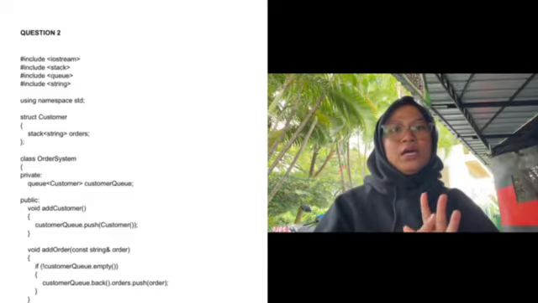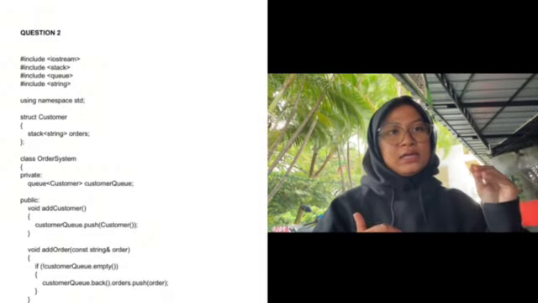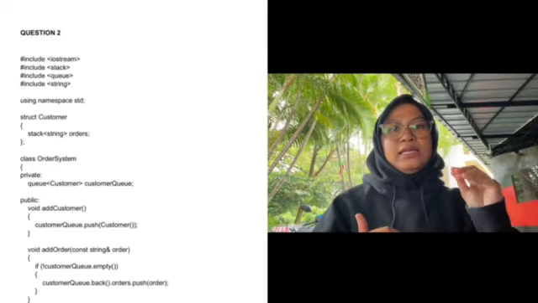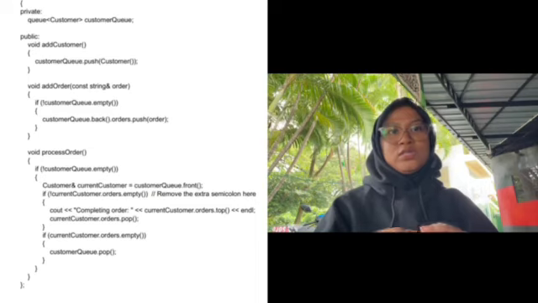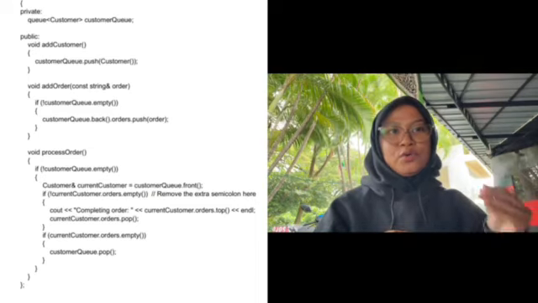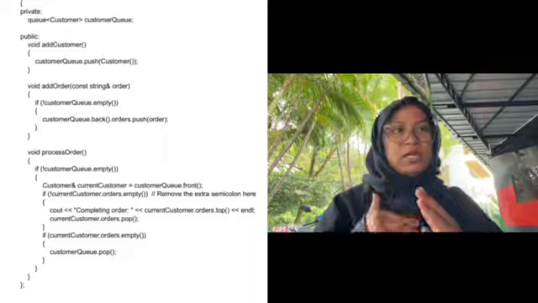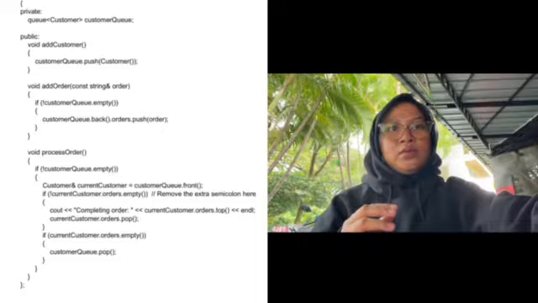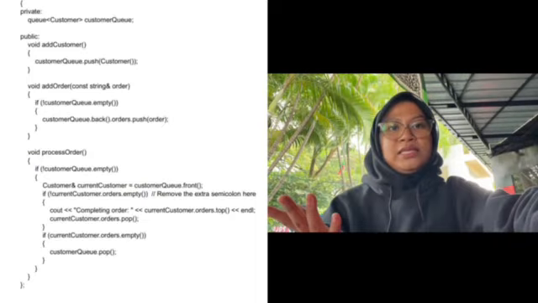For the 5th one, adding orders: the add order function takes an order as input and adds it to the most recent customer's order. 6th one, process order. The process order function removes the oldest order from the queue and processes it. It pops orders one by one for each customer and displays them for printing order.